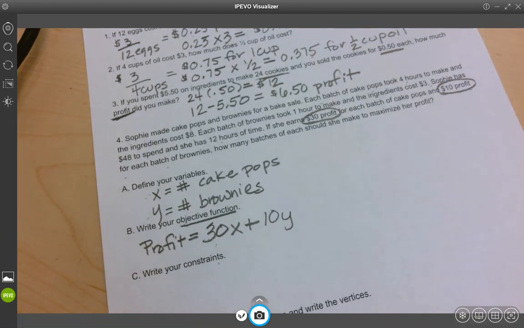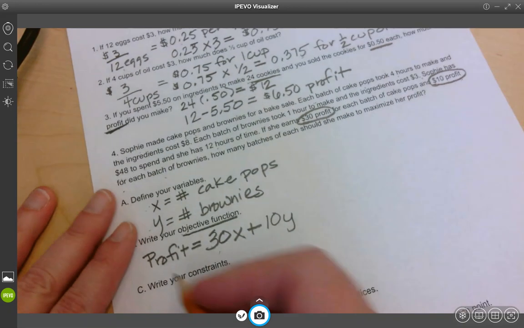All right, constraints. So Sophie is limited in making her cake pops and brownies. She cannot make an infinite number. How is she limited? What's one thing that limits her? Time. Good. Let's write one about time.